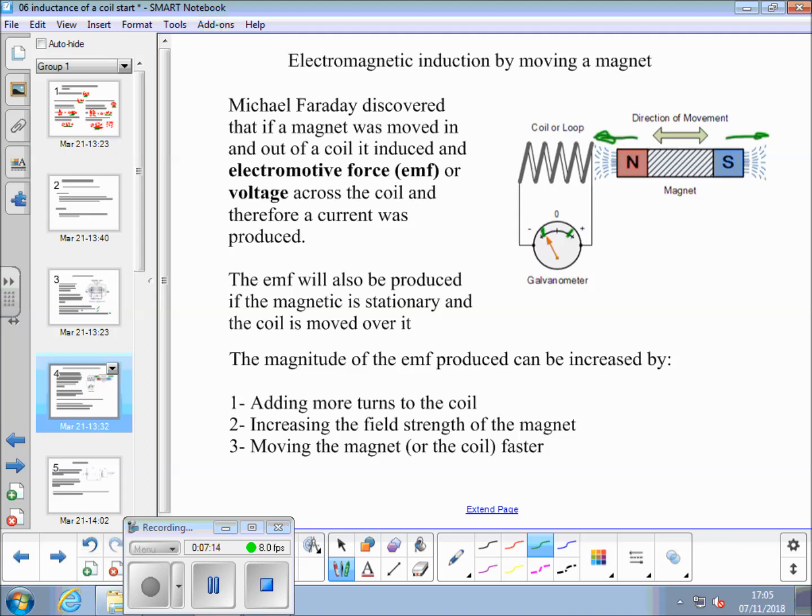Again, another point to note is the EMF, it's a relative motion between the two. So if we keep the magnet still and move the coil, we'll get a similar effect. And again, we can add more turns to the coil, we'll get more current, increase the field strength of the magnet, we'll get more induction, and moving the magnet or coil faster will give us more. Alright?